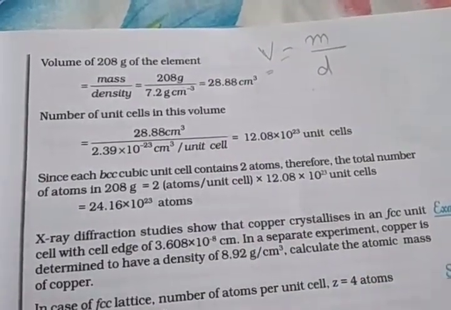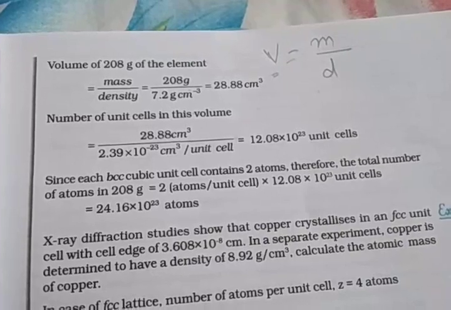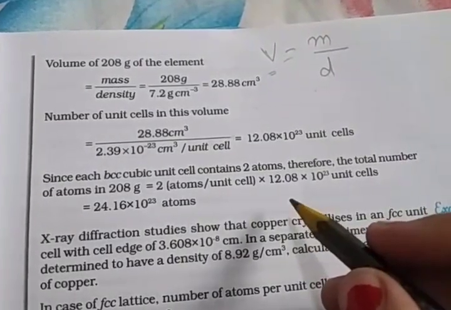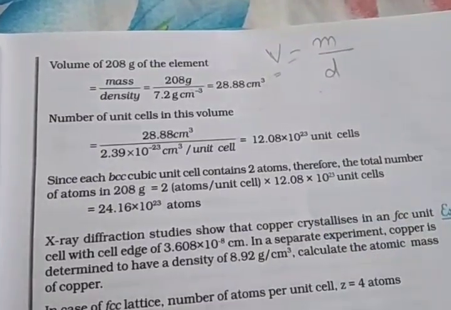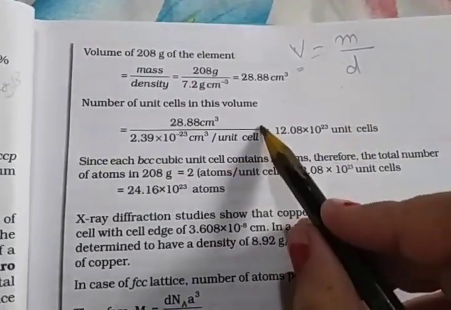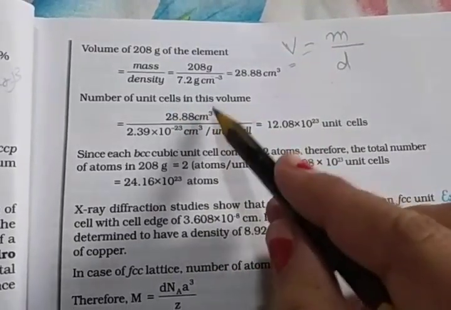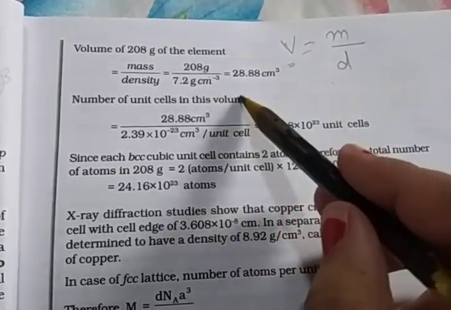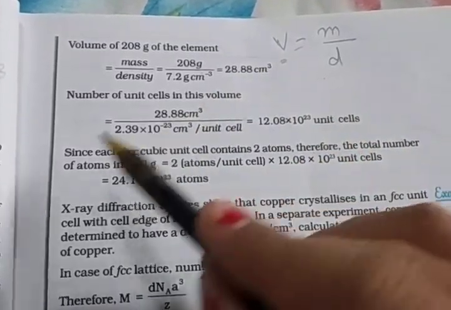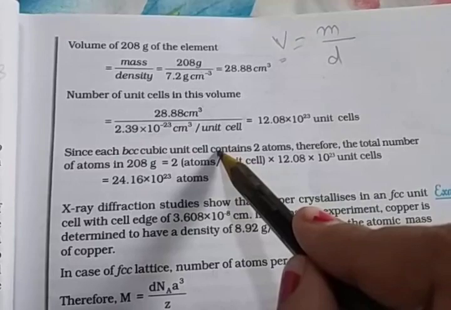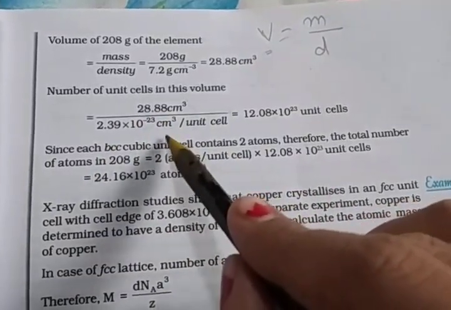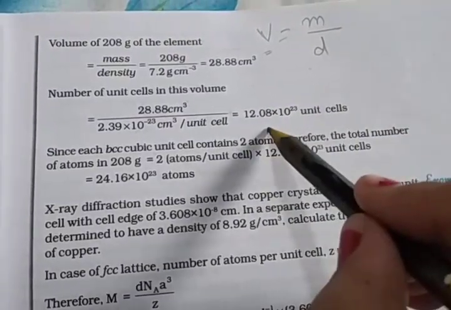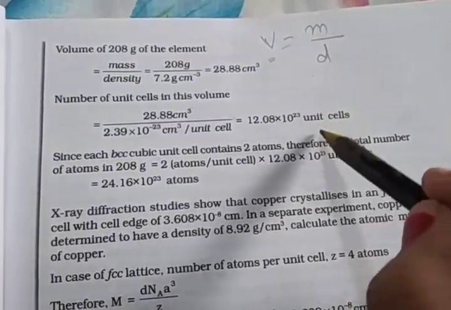The number of unit cells in this volume, small n, is equal to the volume of the element, 28.88, divided by the volume of the unit cell, 2.39 into 10 to the power minus 23. So calculate. This answer came 12.08 into 10 to the power 23 unit cells.